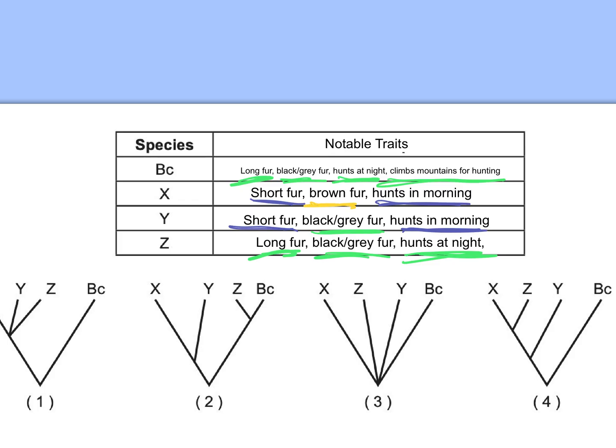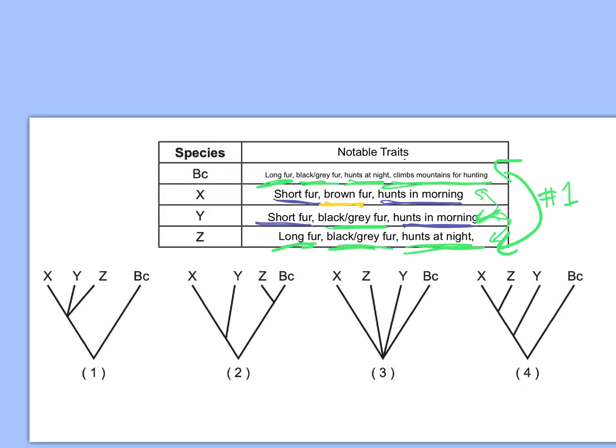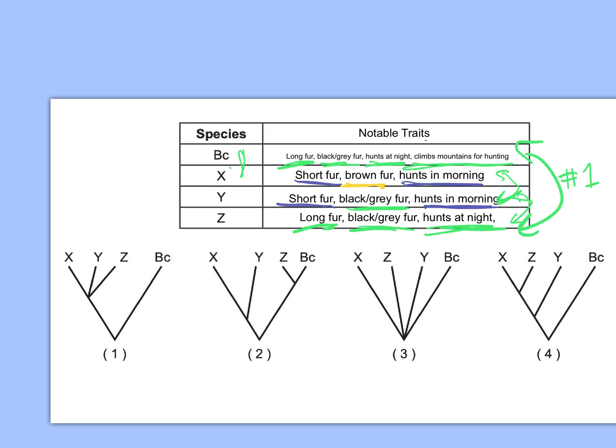So to me, the two that are most closely related are these two. And then second would be these two. And then these guys. So I would say X and BC, those are the most distant. So I'm going to look for the phylogenetic tree that shows that. Okay, honestly, all of them show that.